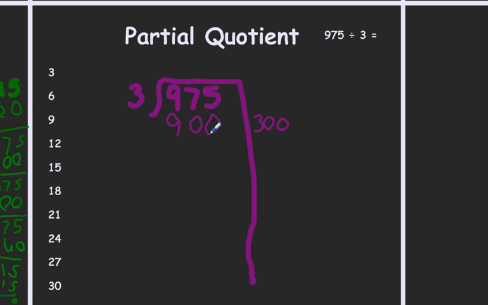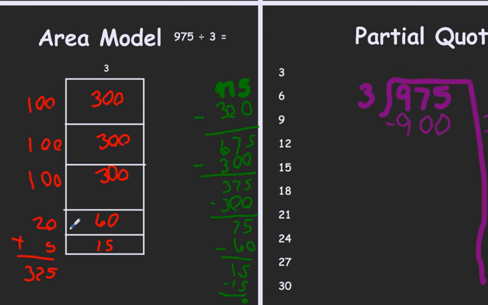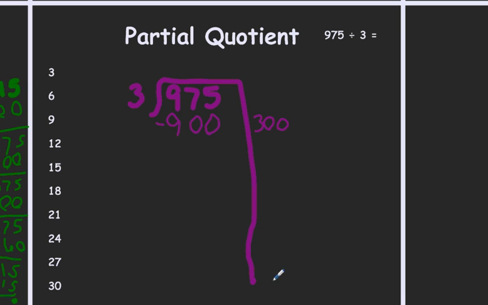So this is one way to solve partial quotients. Just like we did over here, we could have done 100, 100, 100. But I'm going to show you, if we do this, we have 300. And now that only leaves me 75. And so I know that 20 will get me closer. So I'll do 20. 3 times 20 is 60. So subtract 60. And that gives me 5 minus 0 is 5, and then 7 minus 6 is 1. And 15 is a multiple of 3. So 1, 2, 3, 4, 5. So I'm going to put a 5 here.